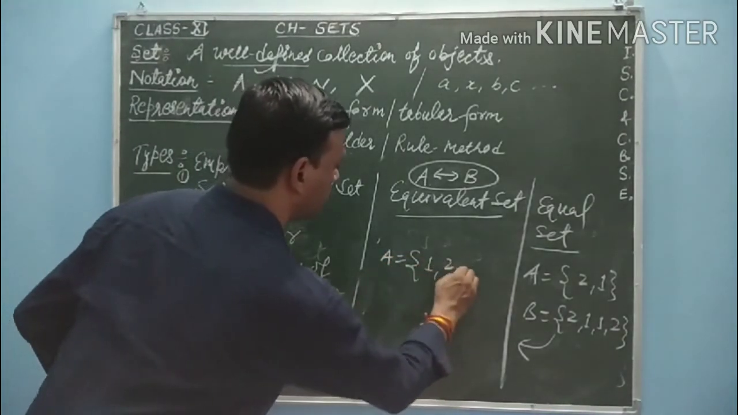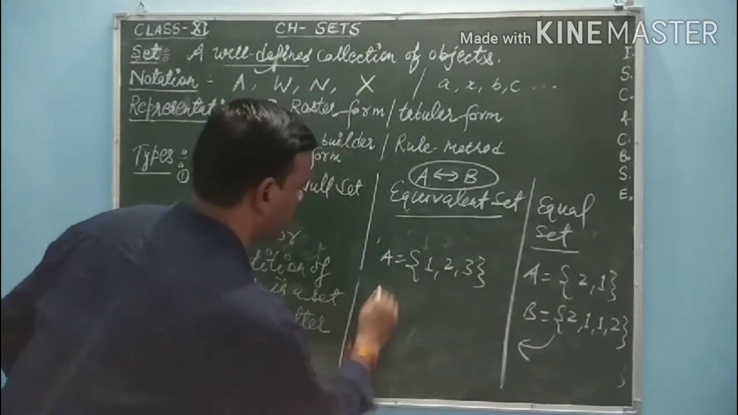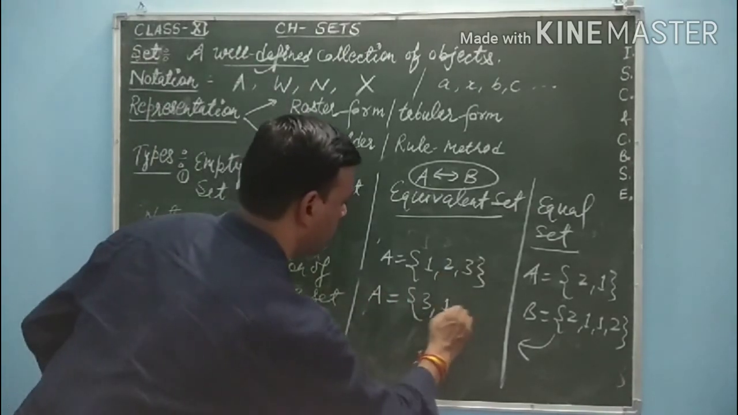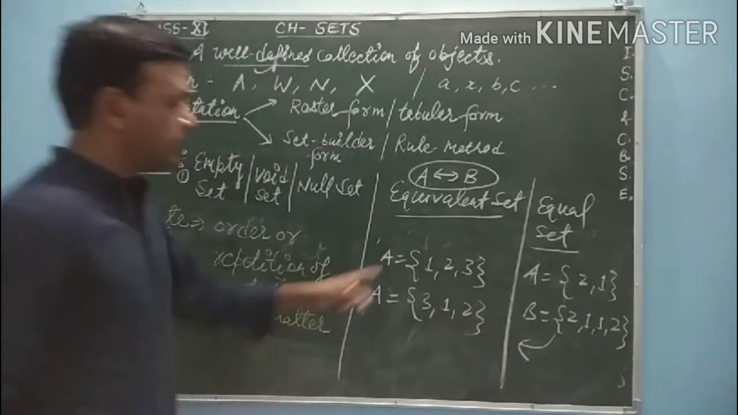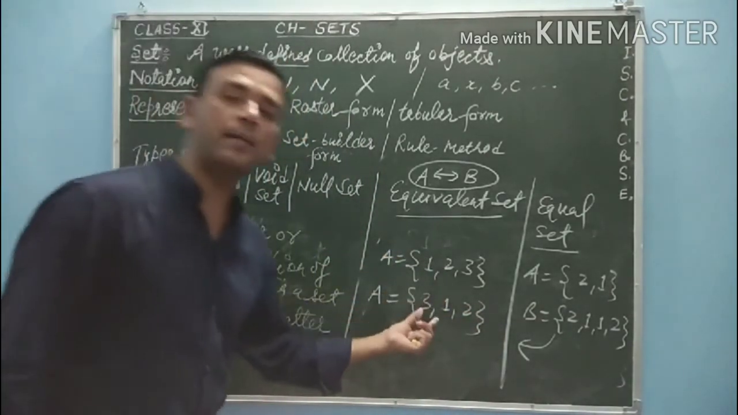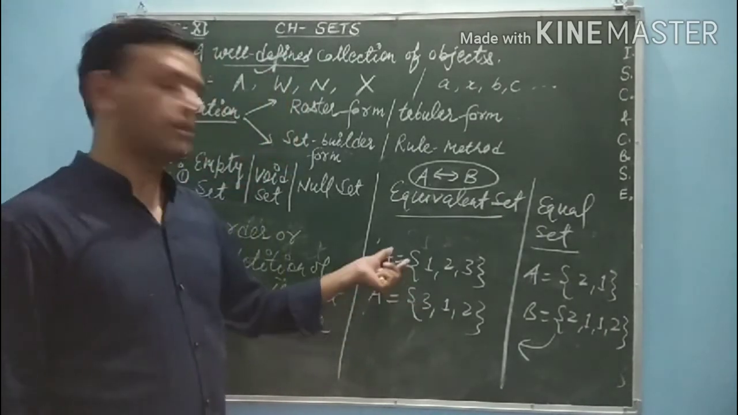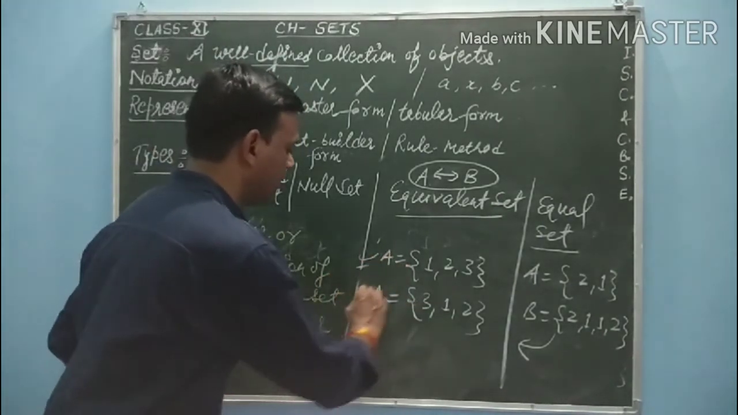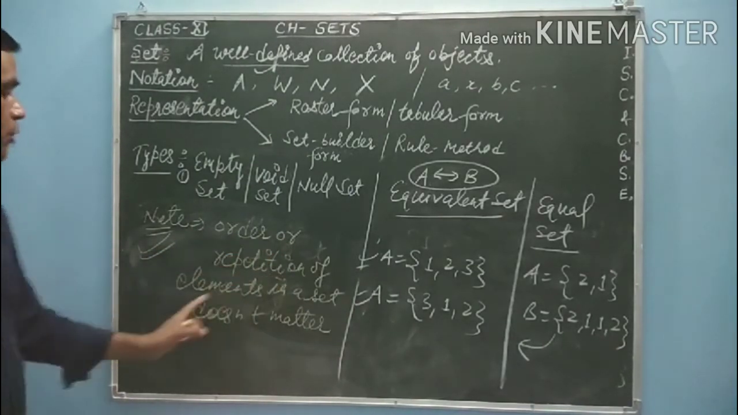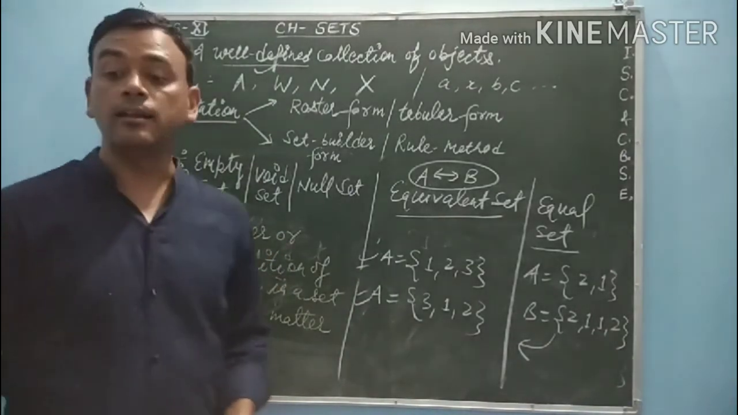So if I am writing any set A = {1, 2, 3}, then I can also write this as, if I change the order, {3, 1, 2}. These two sets are the same because I am simply changing their order, so it doesn't affect the set. So both sets are the same. The property says that the order or repetition of elements in a set doesn't matter.